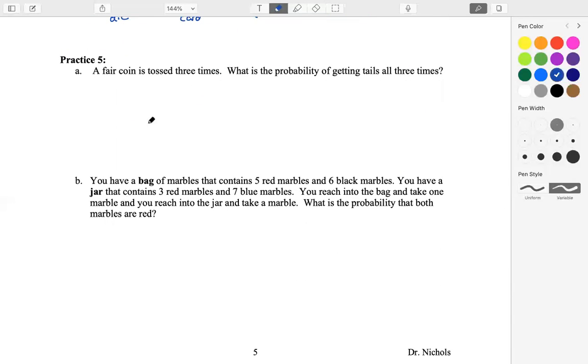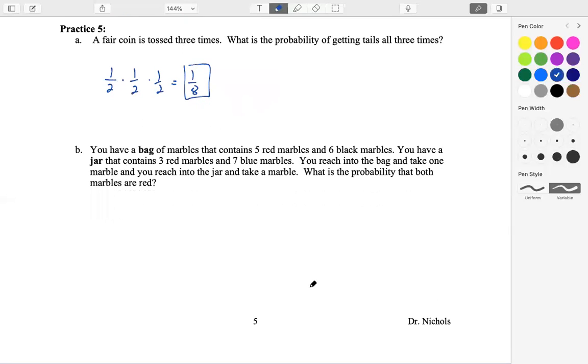All right, so for part A, a fair coin is tossed 3 times. So here is toss 1, here is toss 2, here is toss 3. When I multiply those together, you get 1/8. That is the probability. All right, B, you have a bag of marbles that contain 5 red, 6 black.